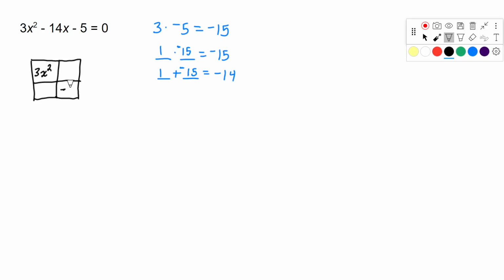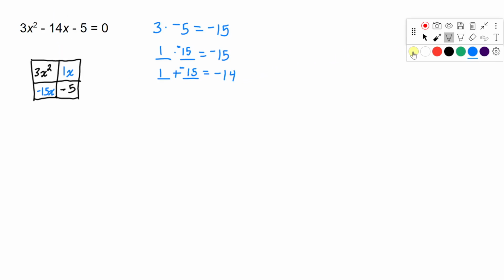I know I'm going to have the negative 5. We use the constant, the c value, from the original problem, not from when we take a times c. And then I use the negative 15 and the 1 to fill in the other two spaces. These two spaces are always like terms, and they're always going to add to give us the middle term.